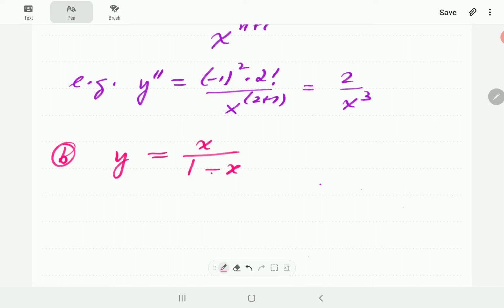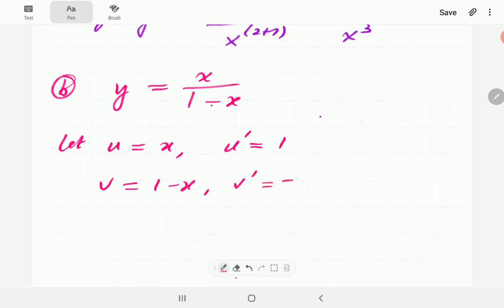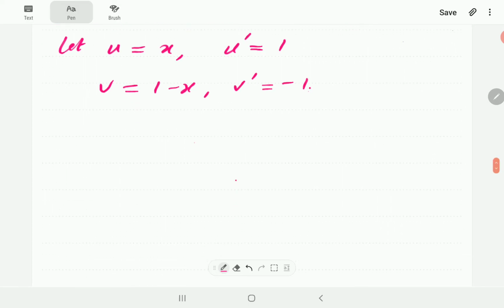So here we have a quotient, so we're going to have to use the quotient rule. So we're going to let u be equal to x. U prime is going to be 1. V will be the denominator. V prime is going to be -1.